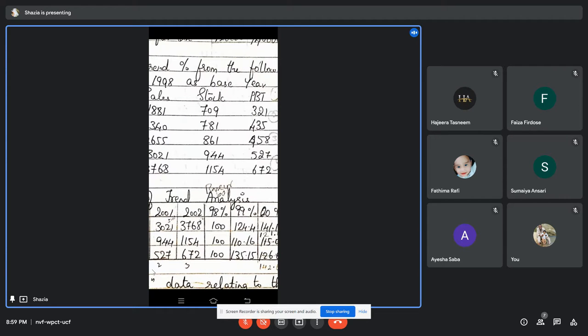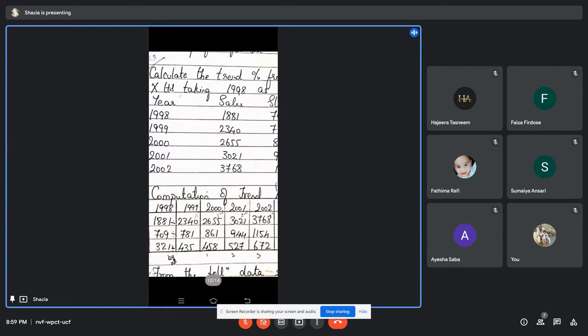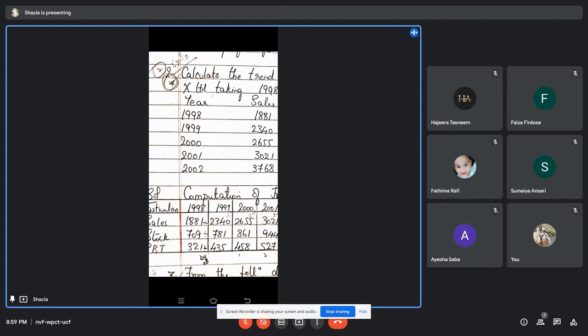Right. Okay. Same way you have to do this one also. Now you have to calculate for the 2000 year. So what is the amount for the 2000 year? 2655. Okay, 2655 divided by 1881, which is the base year. Then you'll get the answer.